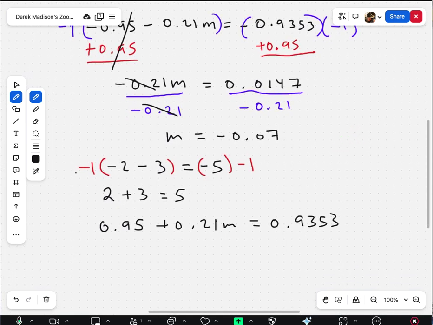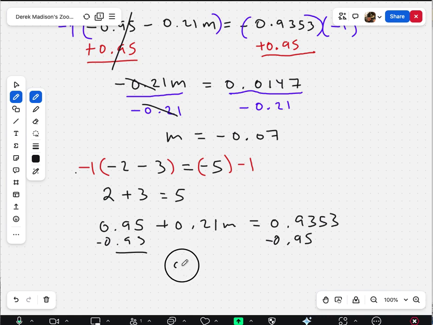now you would subtract the 0.95 on both sides. And you're going to get positive 0.21m, and then that's going to equal negative this exact same number we got up here. And then when you divide that over, you're going to get the exact same negative 0.07 that we got before.